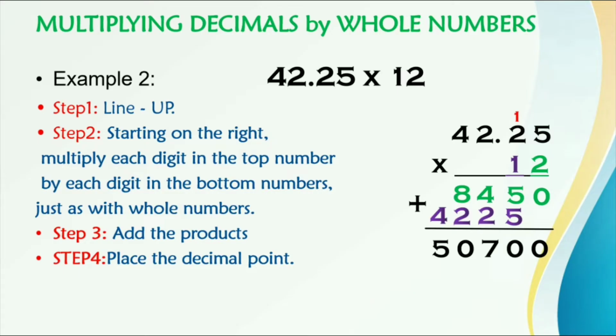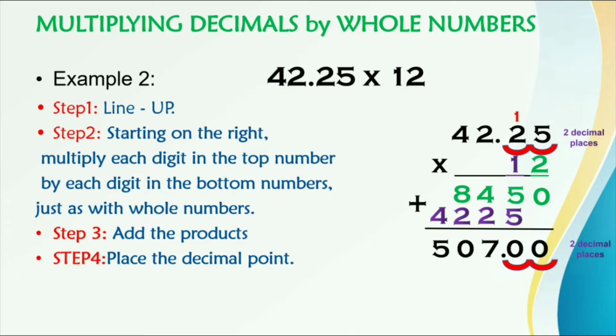So, paano natin gagawin yon? Bibilangin muna natin yung decimal place na nasa factors. Yung top number, we have 2 decimal places. Okay, kung 2 decimal places, i-apply din natin siya sa ating final answer, yung 2 decimal places. So, from the right, bibilang tayo ng 2 decimal place. So, the final answer is 507.